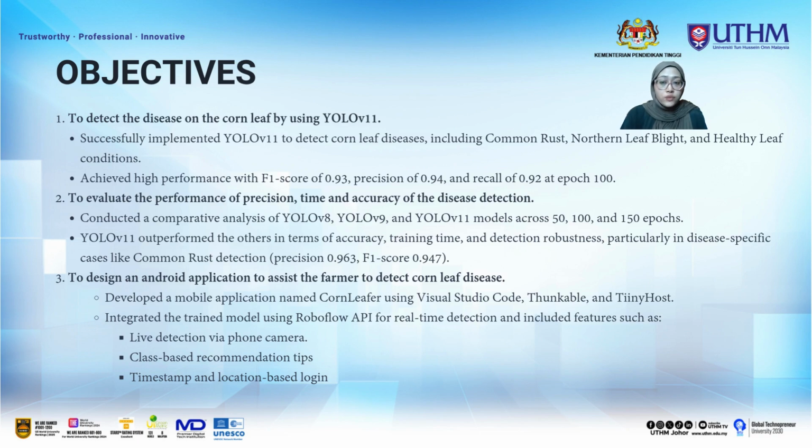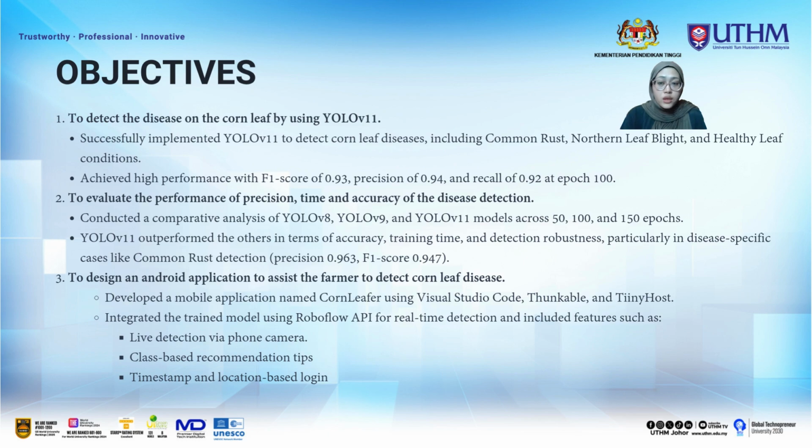I achieved this objective by conducting a comparative analysis of YOLO V8, YOLO V9, and YOLO V11 models across 50, 100, and 150 epochs. YOLO V11 outperformed the others in terms of accuracy, train time, and detection robustness, particularly in disease-specific cases like common rust detection, where the precision is 0.963 and the F1 score is 0.947. And the last objective is to design an Android application to assist the farmer to detect corn leaf disease.